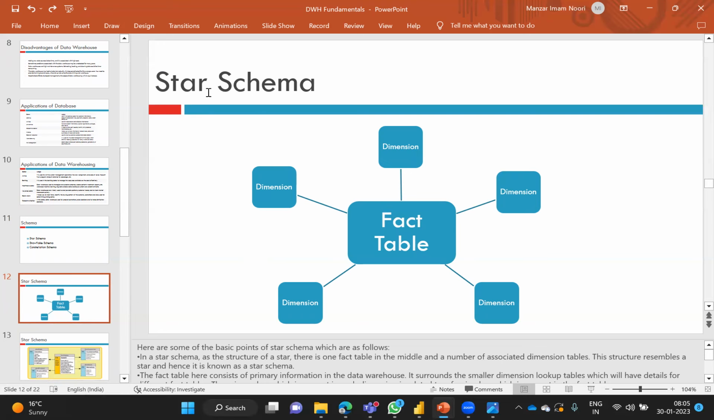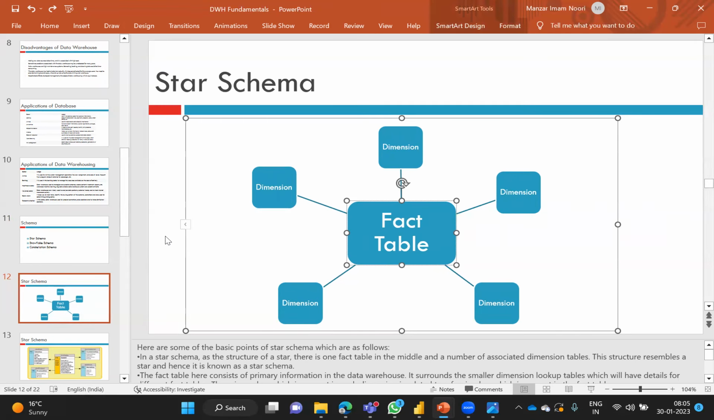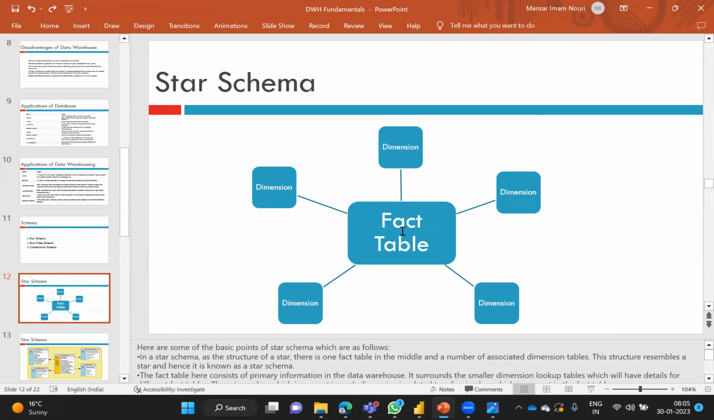In the star schema, we have one fact table and dimension tables connected to it. You may ask, what is the fact table? The fact table will have only the measures, not any attributes or descriptive information. The fact table will have only the measures and the key columns.